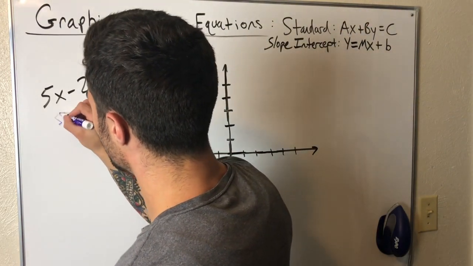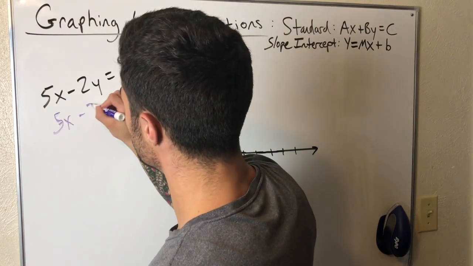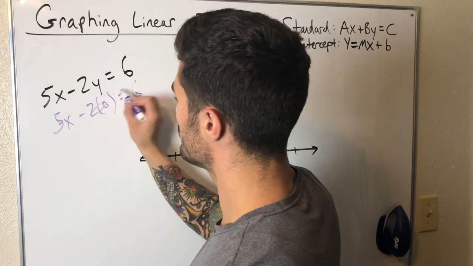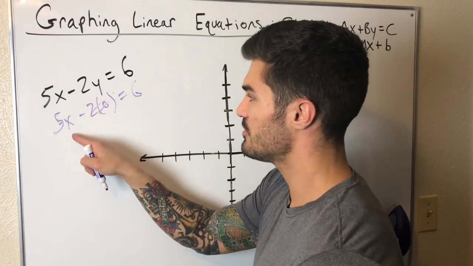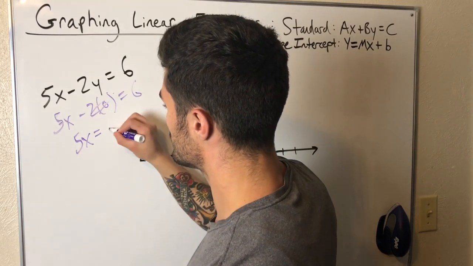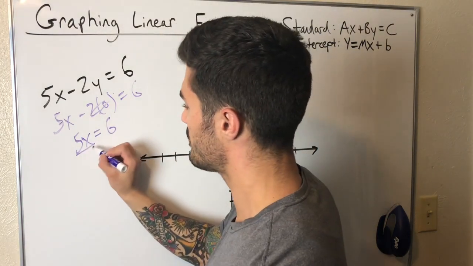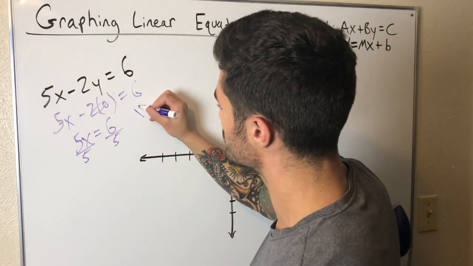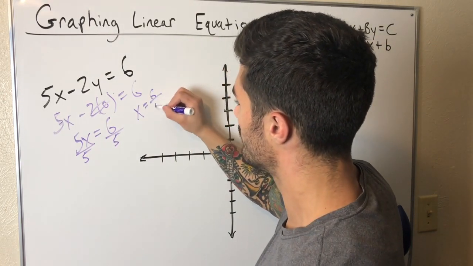5x minus 2 times 0 equals 6. Right, this 2 times 0, that's just 0. So I'm left with 5x equals 6. 5x equals 6. And now I just divide both sides by 5. Divided by 5, divided by 5. I got x equals 6 over 5.